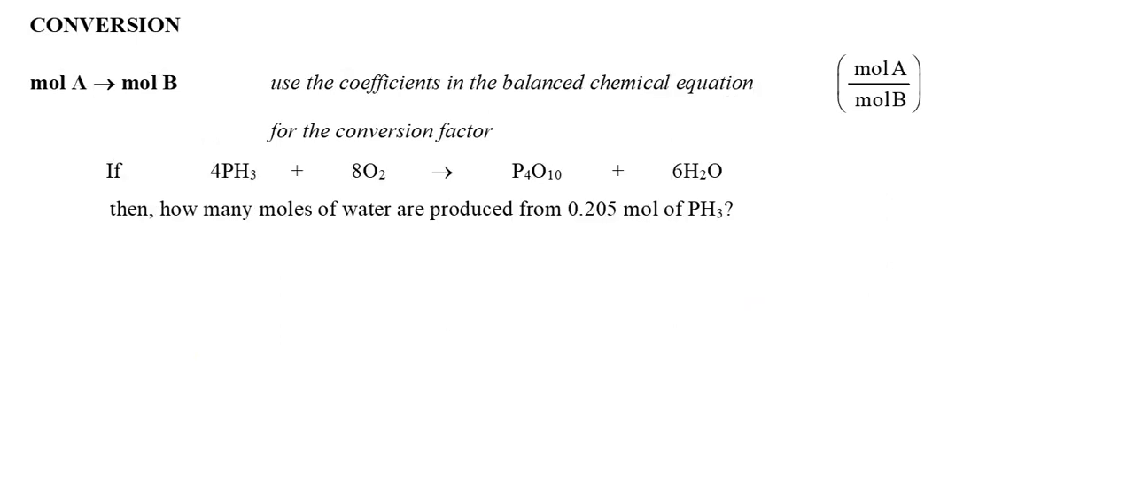Our last conversion is mole to mole. It's by far the easiest conversion, and it's the one that's most missed because I think it's just too easy. Okay? Mole to mole is the time that you're going to convert one chemical formula to a different chemical formula. In the example I got here, I give you the equation. How many moles of water produced from moles of phosphine, the PH3? So we're going from PH3 to water.